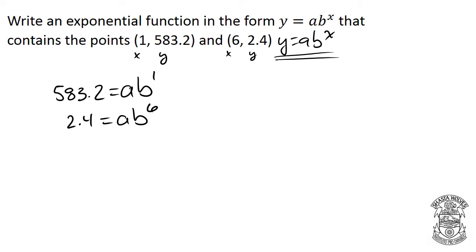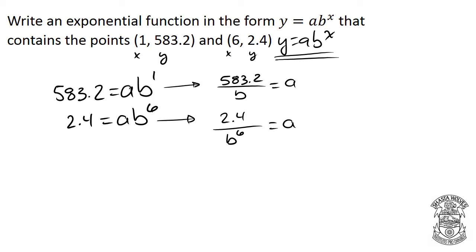And one of the approaches that we took was to get a alone in both of these and then use the fact that a is equal to itself to try and solve for b. So if I write this down here, the first equation is going to become, I'm going to divide both sides by b. So I get 583.2 over b is what a is equal to. In the other equation, I get 2.4 divided by b to the 6th power is what a is equal to. So you can see there's 2 ways of writing a.